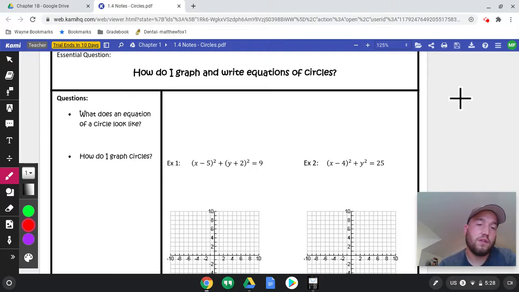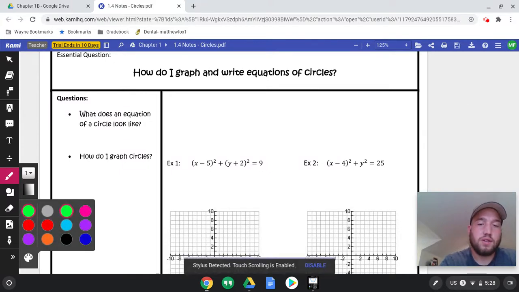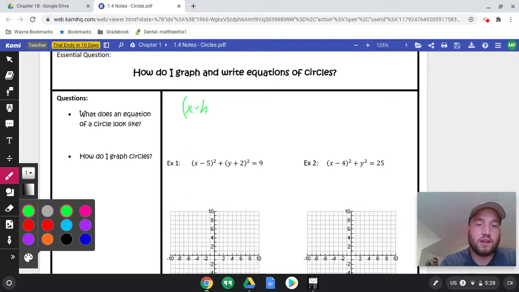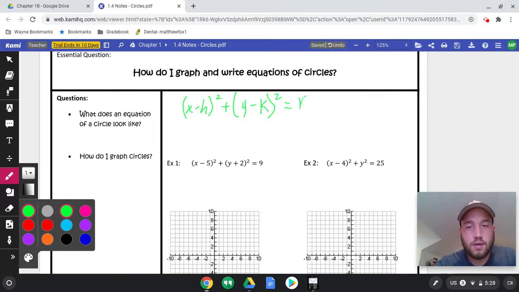Okay. So first question for us is, what does the equation of a circle look like? And our equation of a circle is going to always have an x component that's squared and also a y component that's squared. And then the two of those added together will equal whatever our radius squared is.